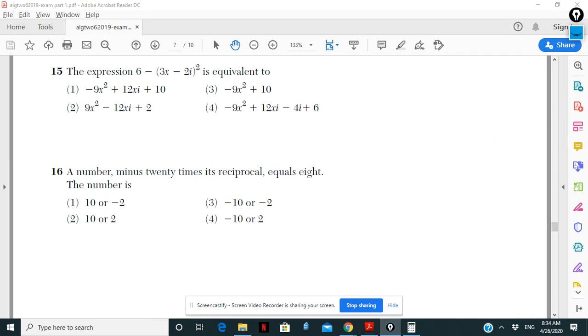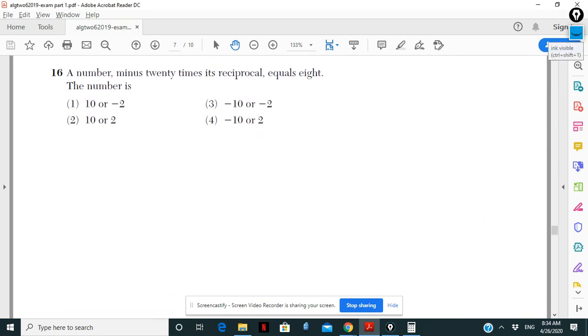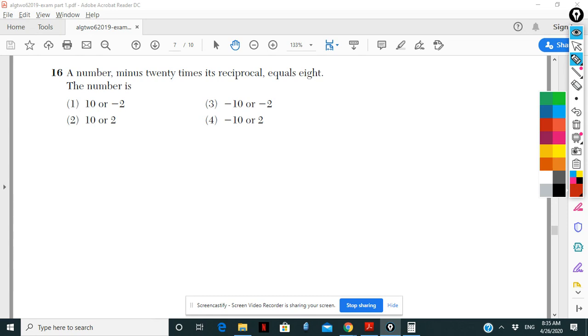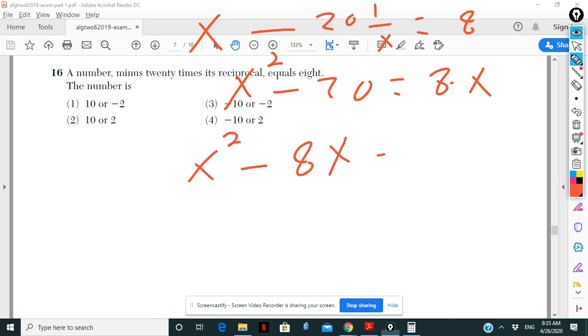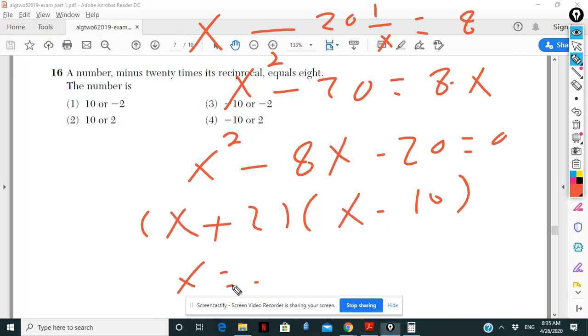Okay, now the next part. A number, so x minus 20 times its reciprocal equals 8. I'm multiplying by x, so x squared minus 20 equals 8x, putting them on one side, so x squared minus 8x minus 20 equals 0. What are the factors of 20 where the difference is 8? It's 10 and 2. So either x equals negative 2 or x equals 10. So the answer is 1.